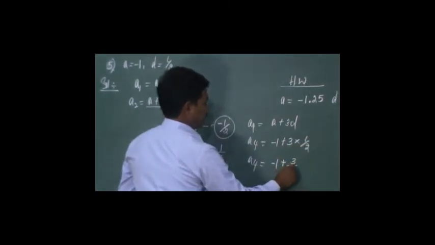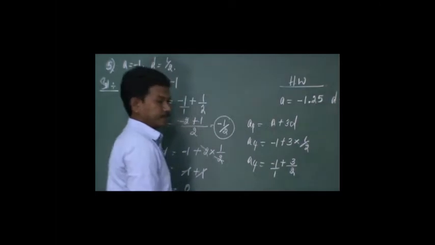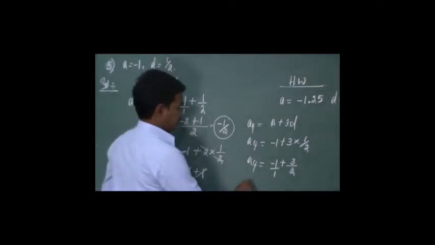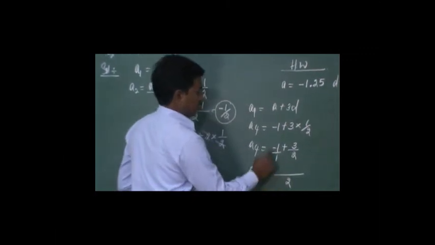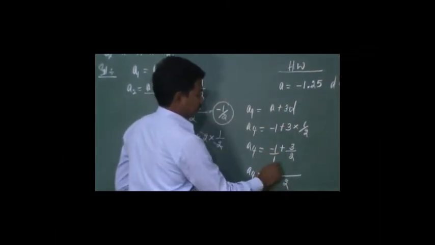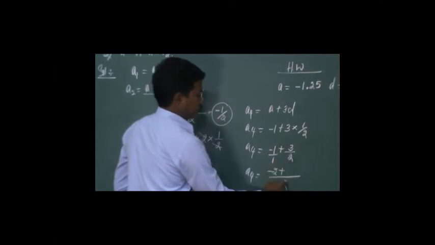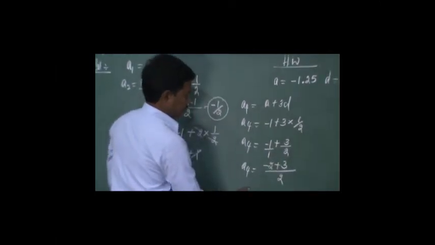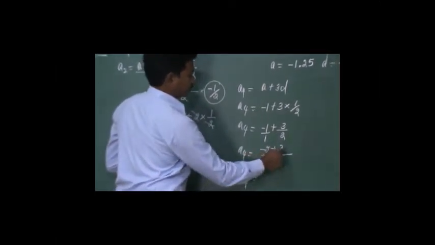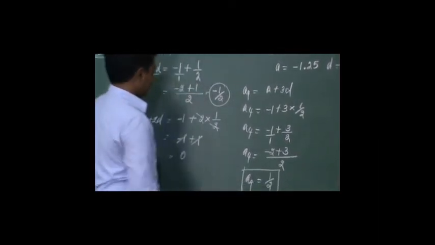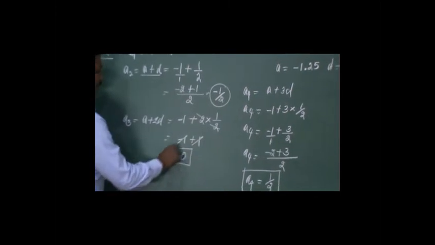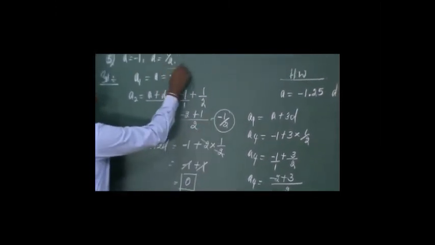3 by 2. So below 1 we have 1 in the denominator. So A4 is equal to 1 and 2 LCM is 2. -1 by 1 into 2 is -2 plus 3 by 2 into 2 is 3. So A4 is equal to -2 plus 3 is 1 by 2.